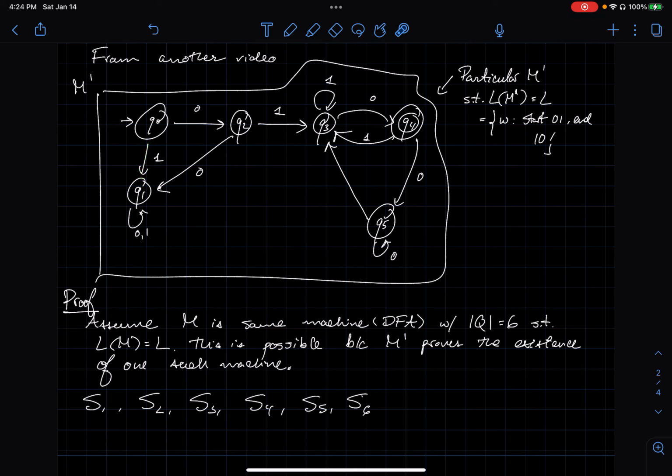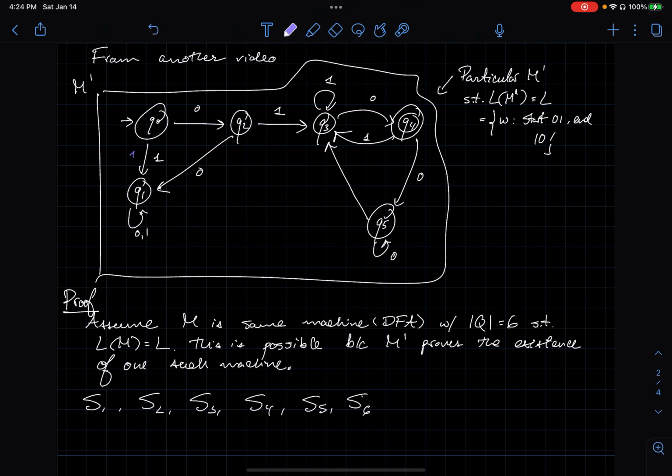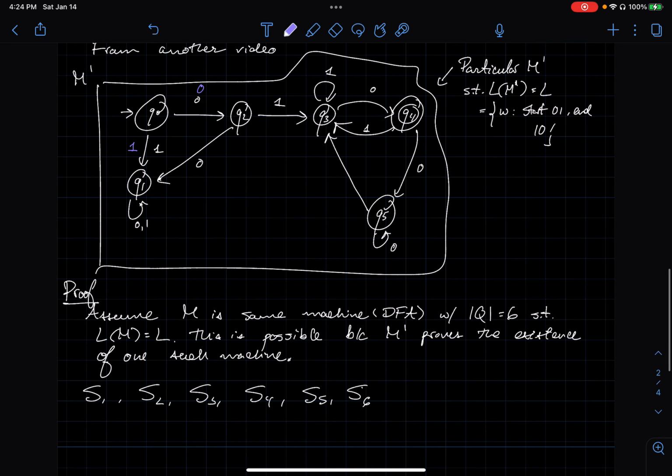So, for instance, I know that the string 1 goes to Q1. I know that the string 0 goes to Q2. I know that 0, 1 goes to Q3. I know that 0, 1, 0 goes to Q4.